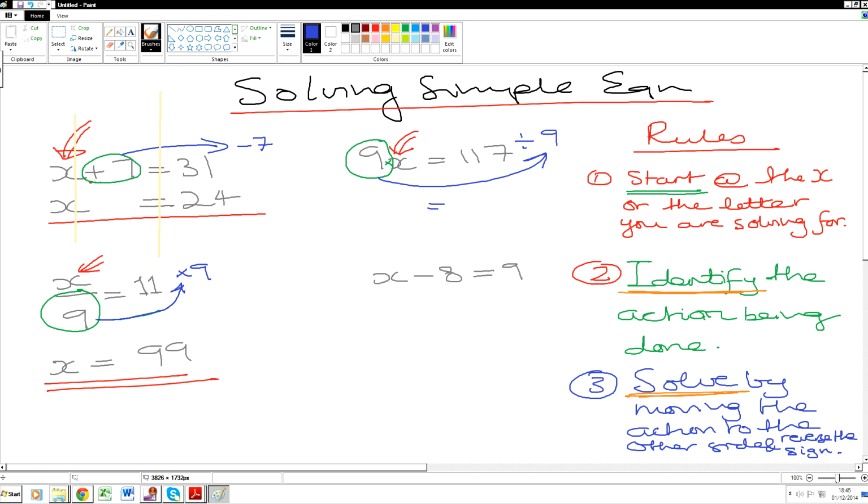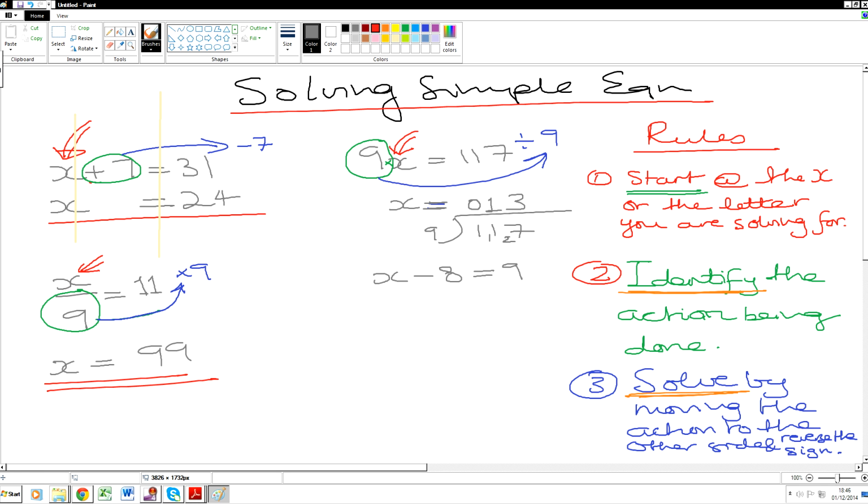So what do we say here? We say x is equal to 117 divided by 9. If you want to, you can do it like this, using the bus stop technique. So we say 9 goes into 1, nothing, remainder 1. 9 goes into 11 once, remainder 2. 9 goes into 27 3 times. So the answer is x is equal to 13.